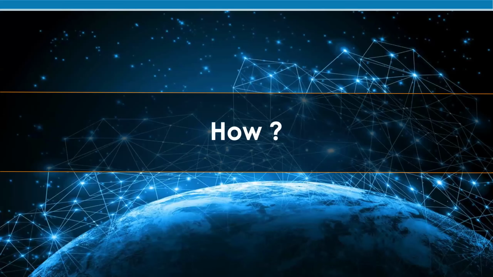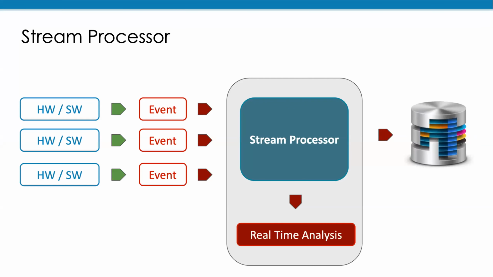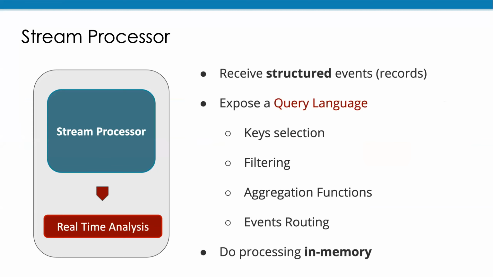But how can we do that? And how does a stream processor work in general? Stream processors can receive events or records from hardware or software that are attached to them. They can apply real-time data analysis, and then they can send the result out to a data collector or event collector. So in general, the stream processor receives structured events or records, exposes a query language, which has key selection, filtering, aggregation functions, and event routing, and it does the processing in memory.